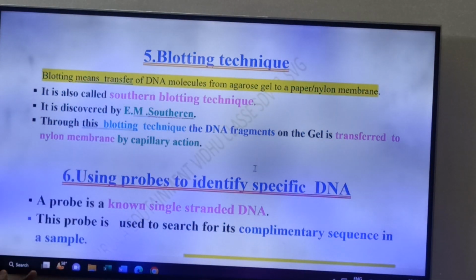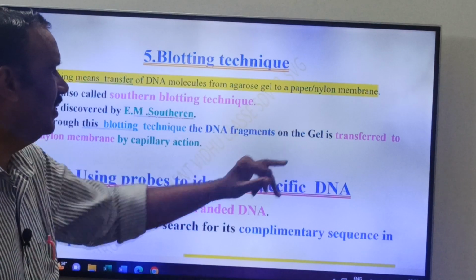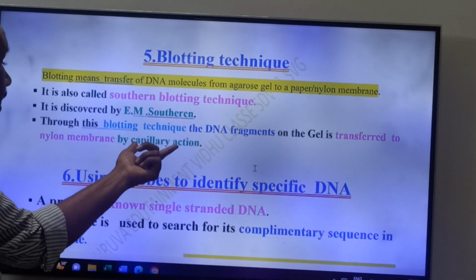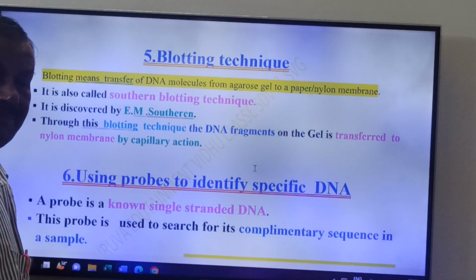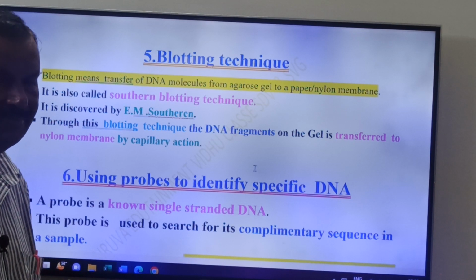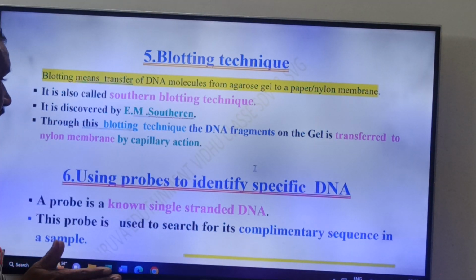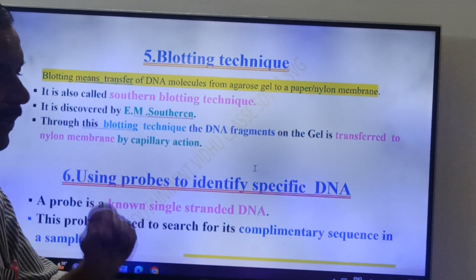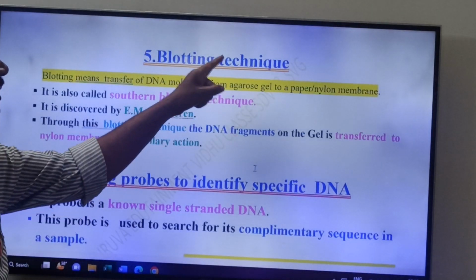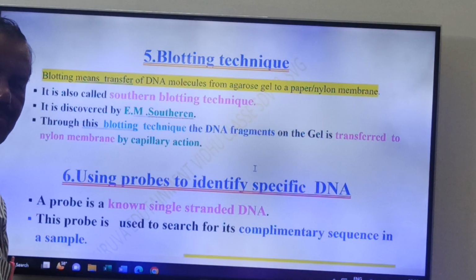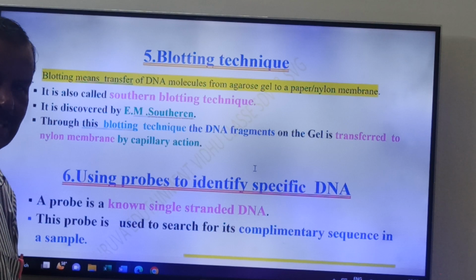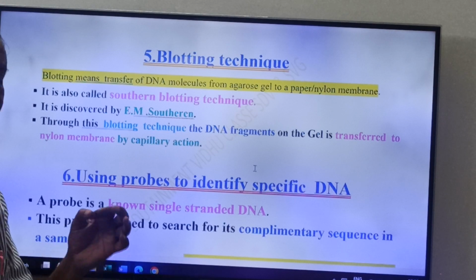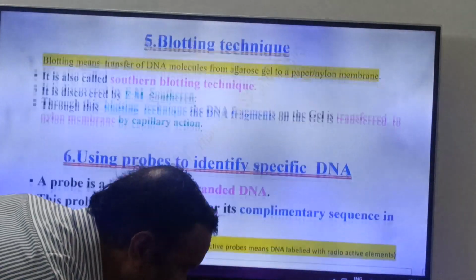Through this blotting technique, the DNA fragments on the gel are transferred to a nylon membrane by capillary action, friends. One more NEET question, one more MCET. By using capillary action, they are transferring the DNA fragments present in the gel to the paper or to a nylon membrane. That is called the blotting technique. Which blotting technique are you using, friends? Southern blotting technique. Why are we calling it southern blotting? It is discovered by E.M. Southern.